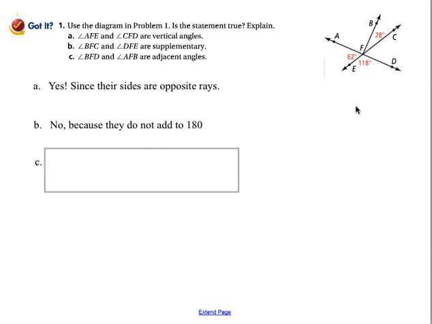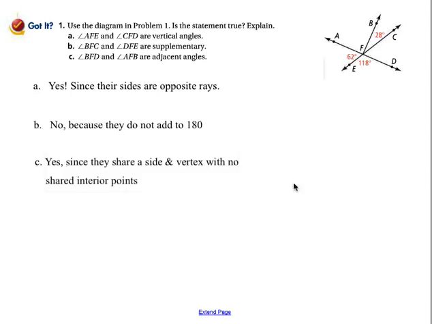Are angles BFD and AFB adjacent angles? So BFD and AFB. BFD, AFB, and yes, those definitely are. They share a side and a vertex, but no interior point. So those are definitely adjacent.